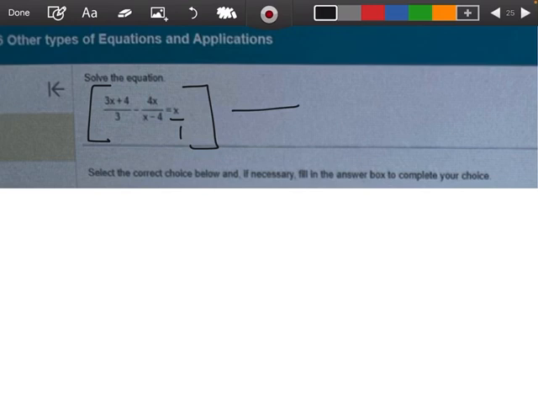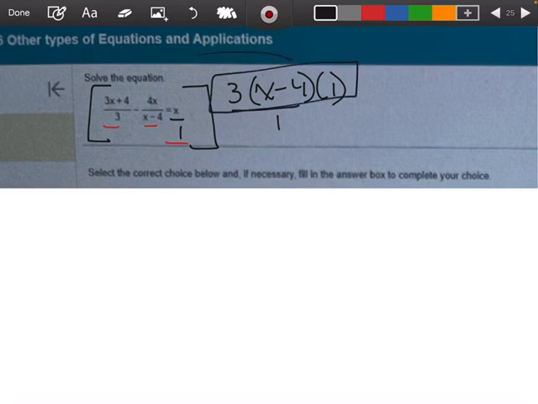Remember, when I write my common denominator, every single different denominator that I have, I'm gonna use it. So I'm gonna use a 3, an x minus 4, and that 1. We're gonna multiply everything by the common denominator. Since we have fractions, we're gonna write this over 1. Let's go really slow here.